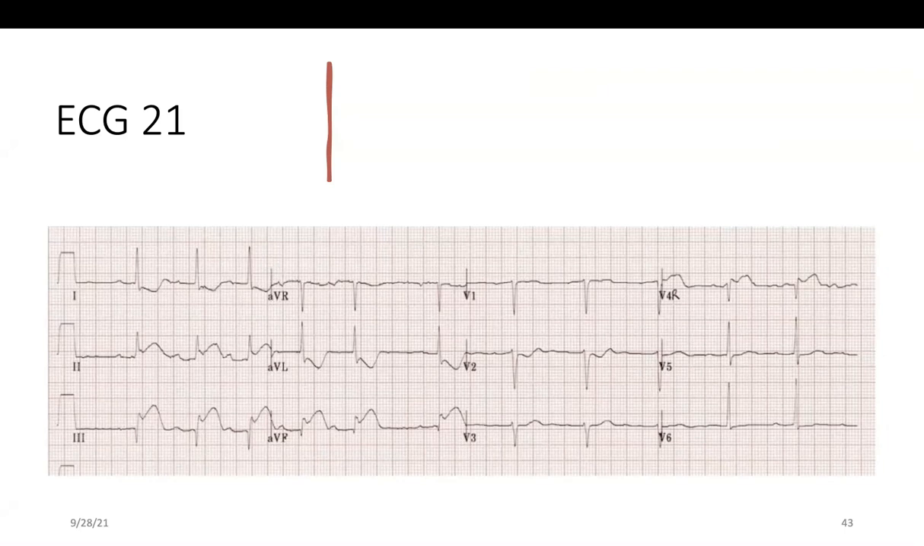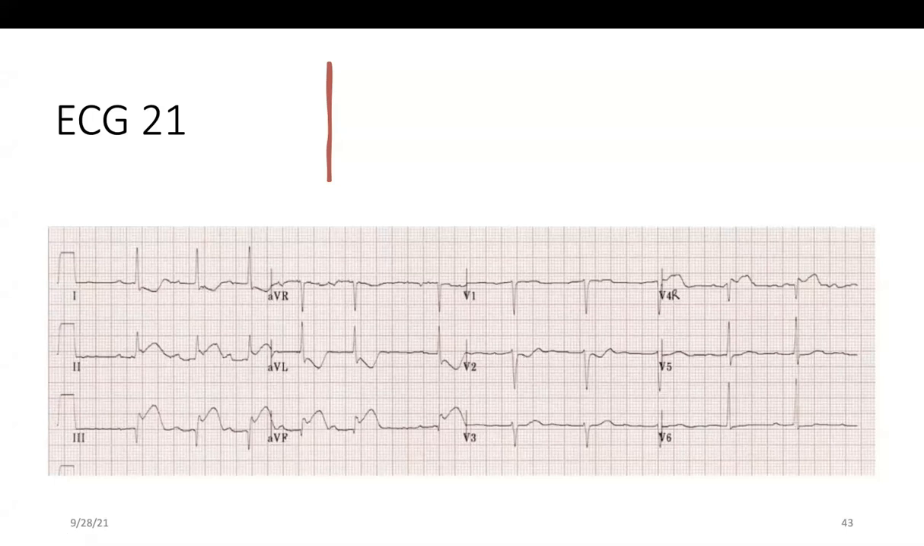Okay. ST elevation in leads 2, 3, aVF, ST depression in leads 1, aVL, and V2, and right lead V4 has ST elevation. I think this is inferior and posterior with RV extension. Exactly, excellent. You know, you see here there's an isoelectric line with ST depression. So this is most likely RV extension.